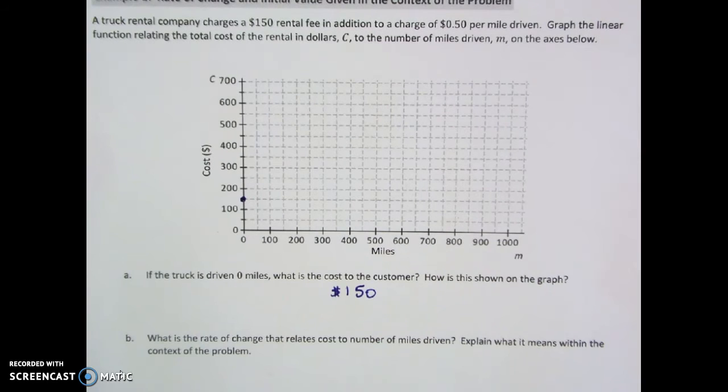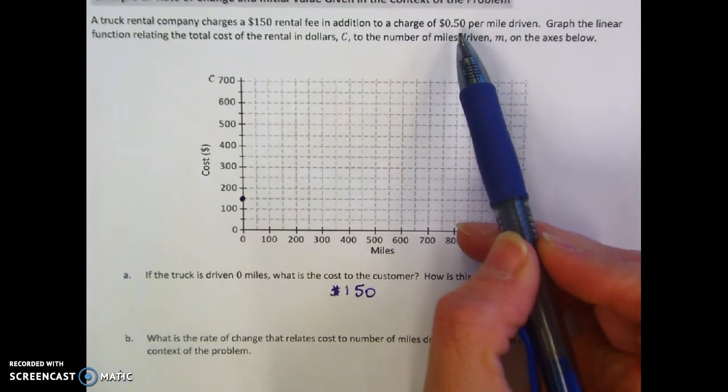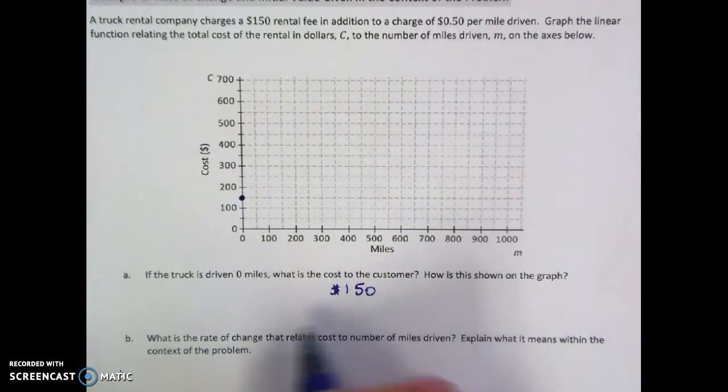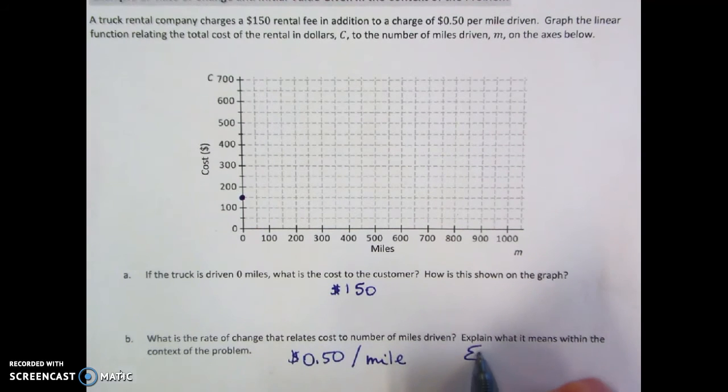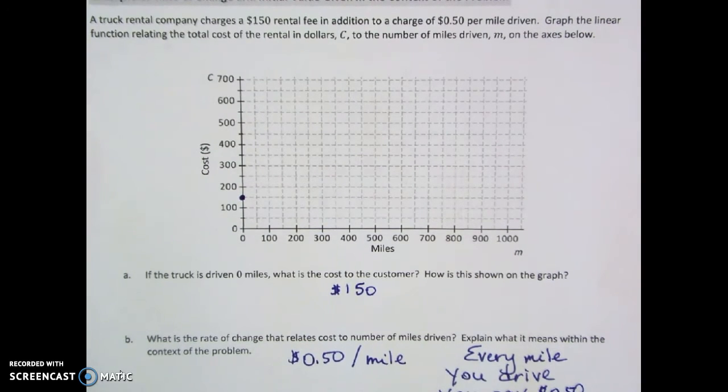Question B, what is the rate of change that relates cost to the number of miles driven? Well, that would be the 50 cents. You pay 50 cents for every mile driven. Explain what it means in the context of the problem. Well, that means for every mile you drive, you are going to pay an additional 50 cents. So every mile you drive, you pay 50 cents. Oops, I'm off the bottom there.